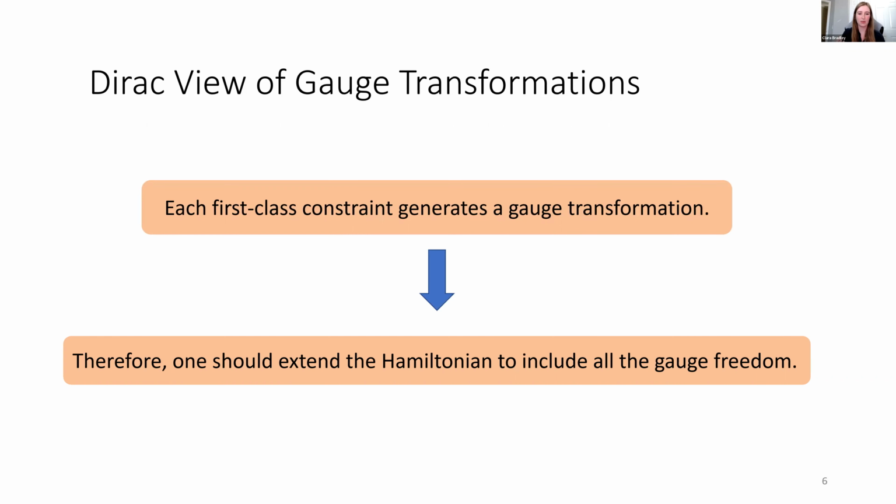Extending the Hamiltonian means adding some additional terms to the form of the Hamiltonian, such that the Hamiltonian is really an equivalence class of Hamiltonians, the difference being some arbitrary factor in the form of the Hamiltonian.